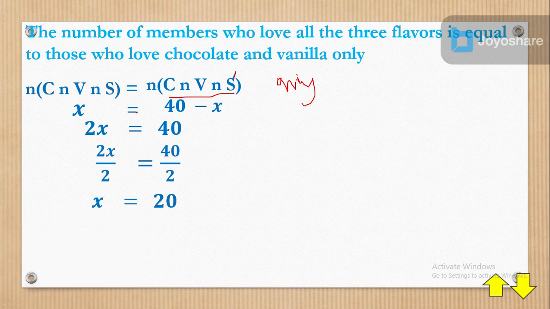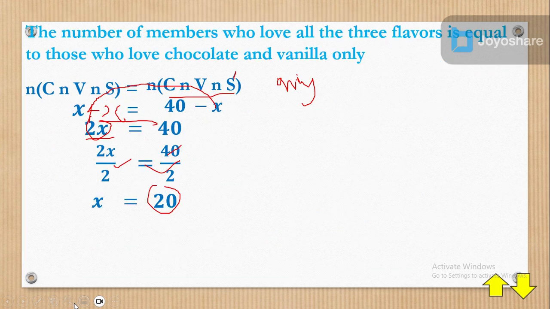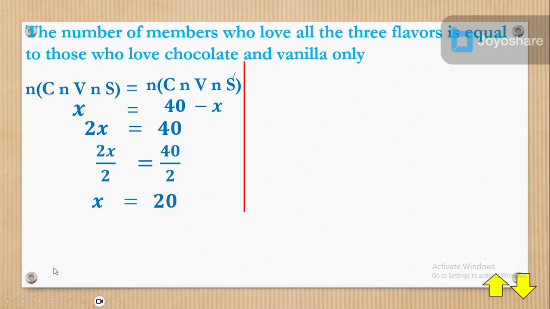Now here, when you collect like terms, this x becomes positive, and you shall have a plus x here. When you add the 2 x's, you get 2x is equal to 40. To find the value of x, divide both sides by 2. 40 divided by 2, you get 20. So our x is equal to 20. Since our x is equal to 20, we must now go and redraw our Venn diagram. We put in the value of x, and we have a completed Venn diagram with values, not unknowns.